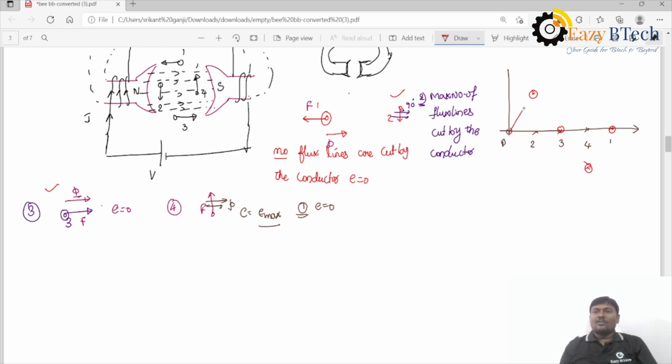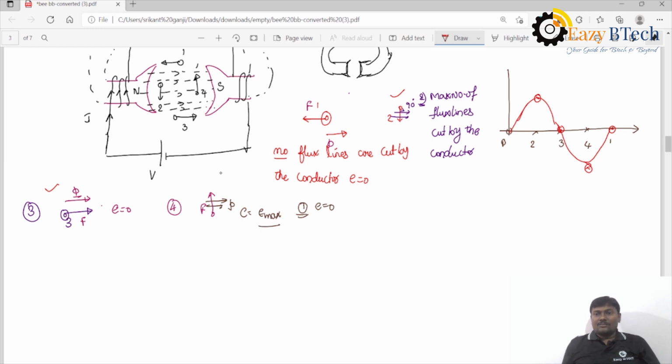So if you join all these points, then the sinusoidal waveform will be generated.